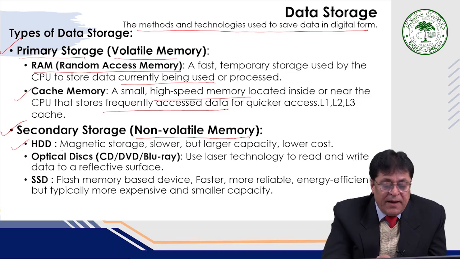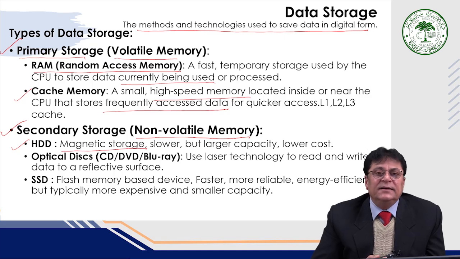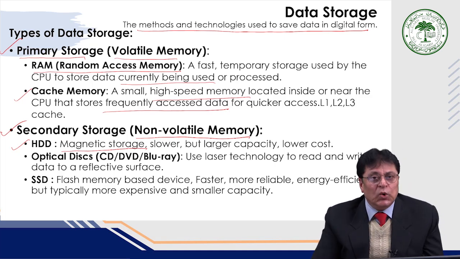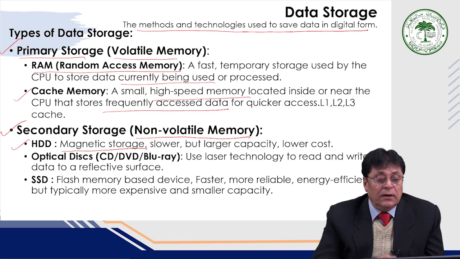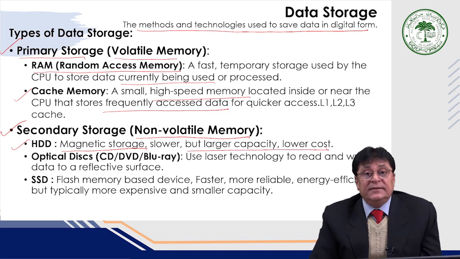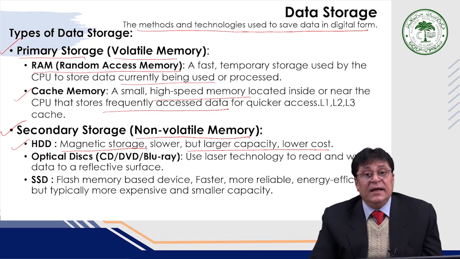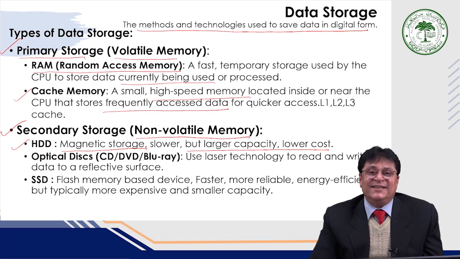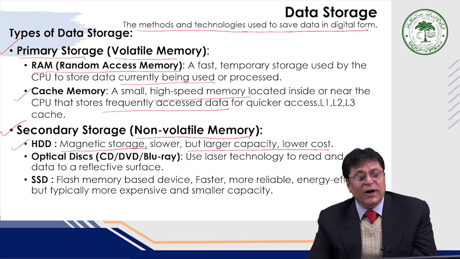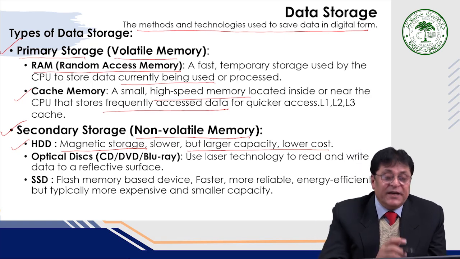Hard disk drive is a magnetic storage, very popular, but it is inherently slow as compared to primary storage, but it offers huge, large capacity as compared to primary storage. As far as cost of storage is concerned, it is much lower, and cost of storage per bit is very low in case of hard disk drive.